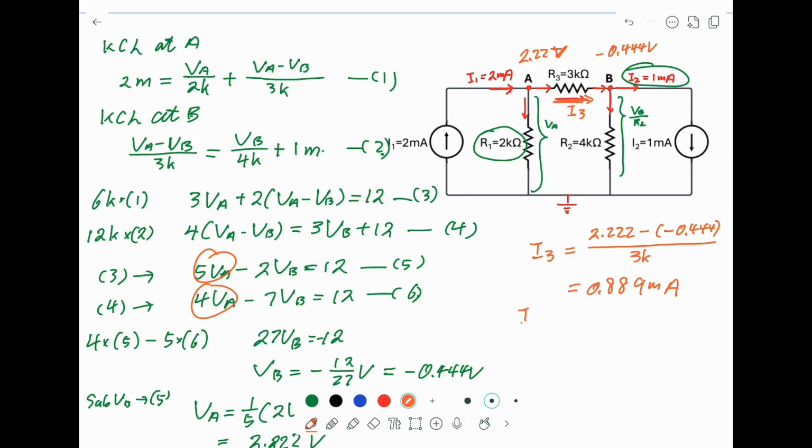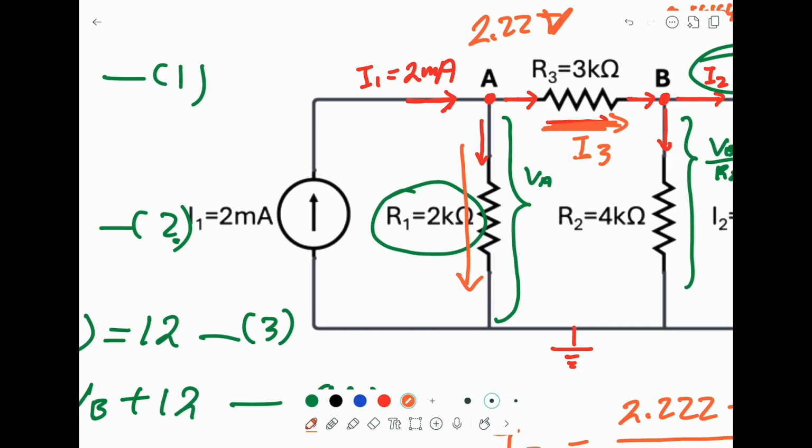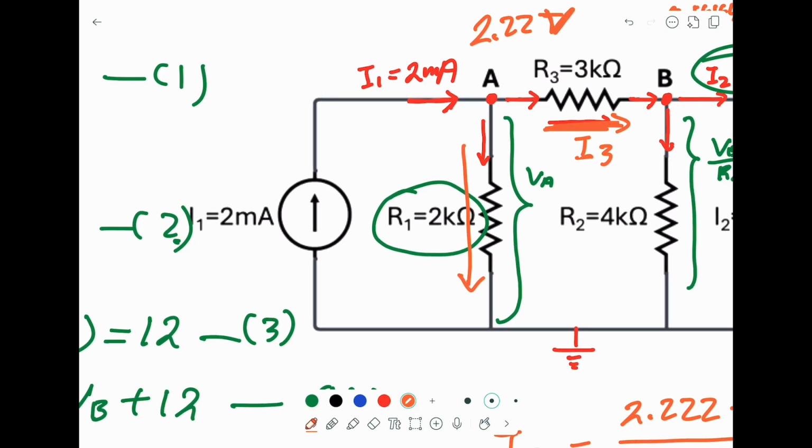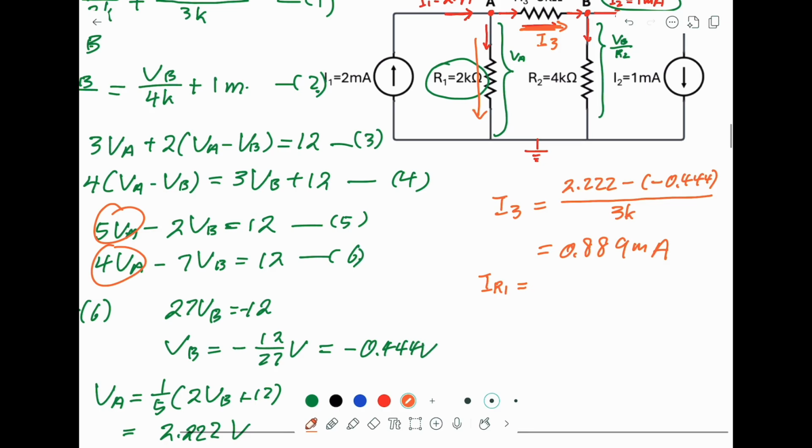You can also check the current passing through R1. So I have to put a bit clear here, R1. This is the current passing through R1. And of course, it's VA divided by R1. So this is 2.222 divided by 2K. So this is 1.111 milliamp.